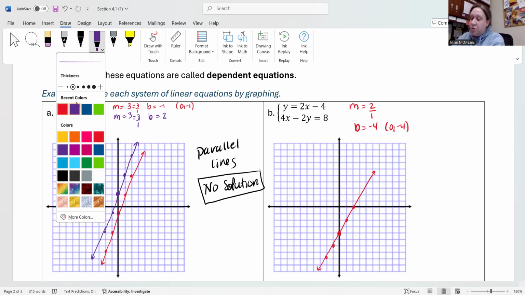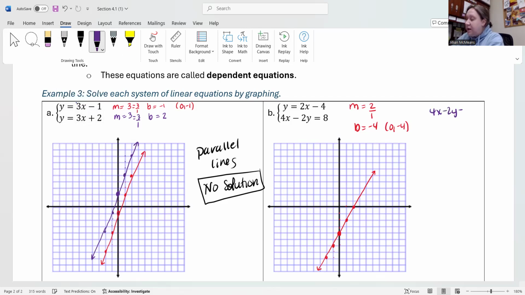Now, the second equation, we're going to have to do a bit more work. We have 4x minus 2y equals 8. We need to go ahead and solve this for y. That's a nice, easy way to graph. So I'm going to start by subtracting 4x from both sides. 4x minus itself is 0. 0 minus 2y is negative 2y. And then on the right, I'm left with negative 4x plus 8. Now, in order to get the y alone, I have to undo the multiplication of negative 2 and y. So I'm going to divide all three terms by negative 2.